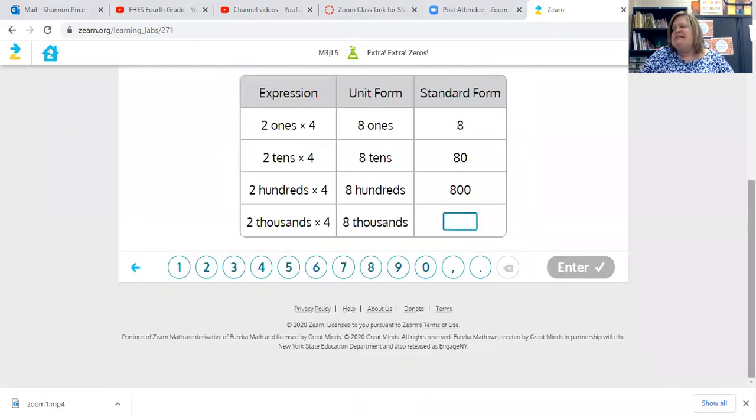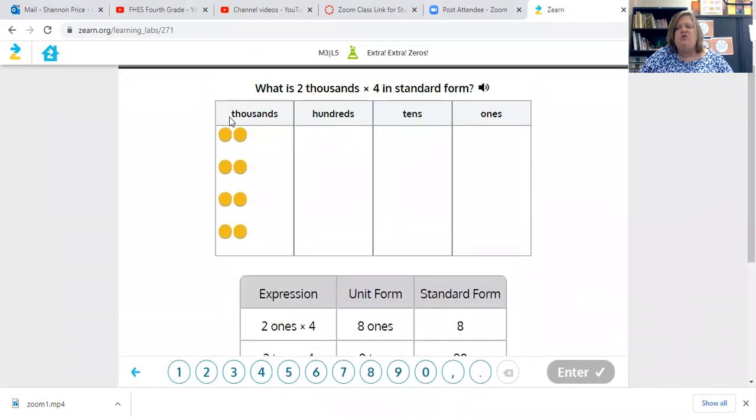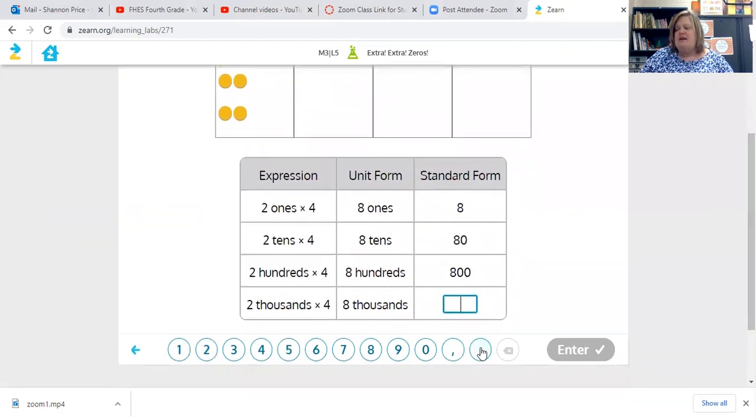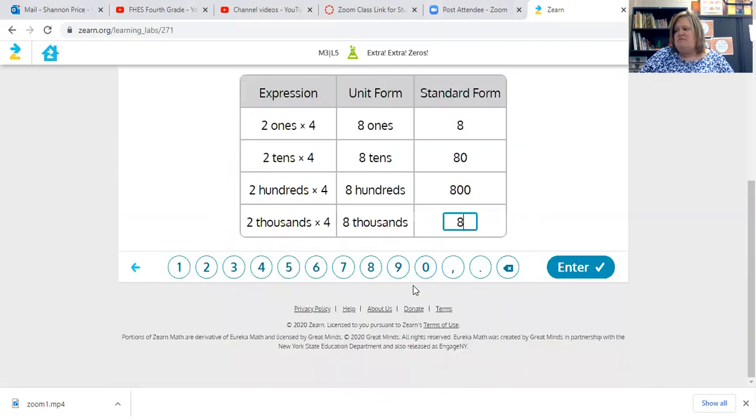And then to write that in standard form, we would count. Now you're counting your place value by 1,000: 1,000, 2,000, 3,000, 4,000, 5,000, 6,000, 7,000, and 8,000.